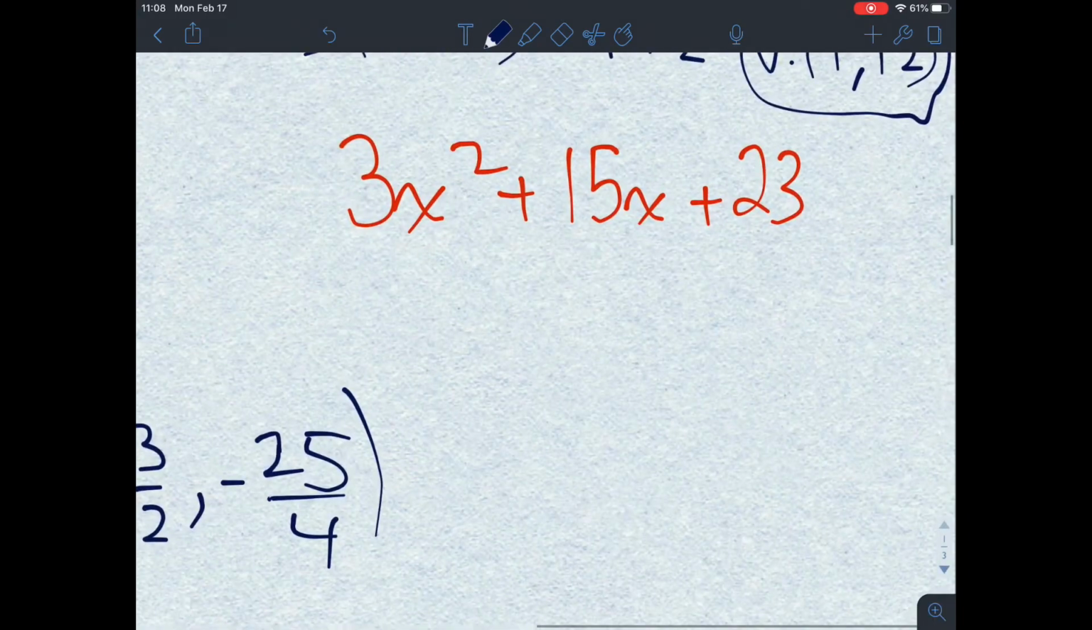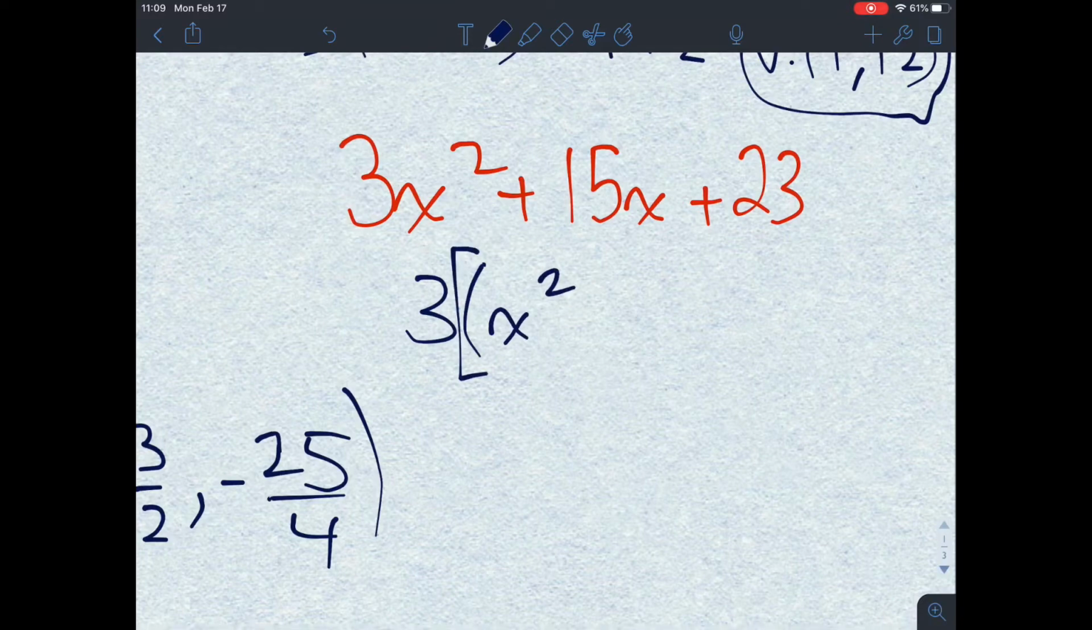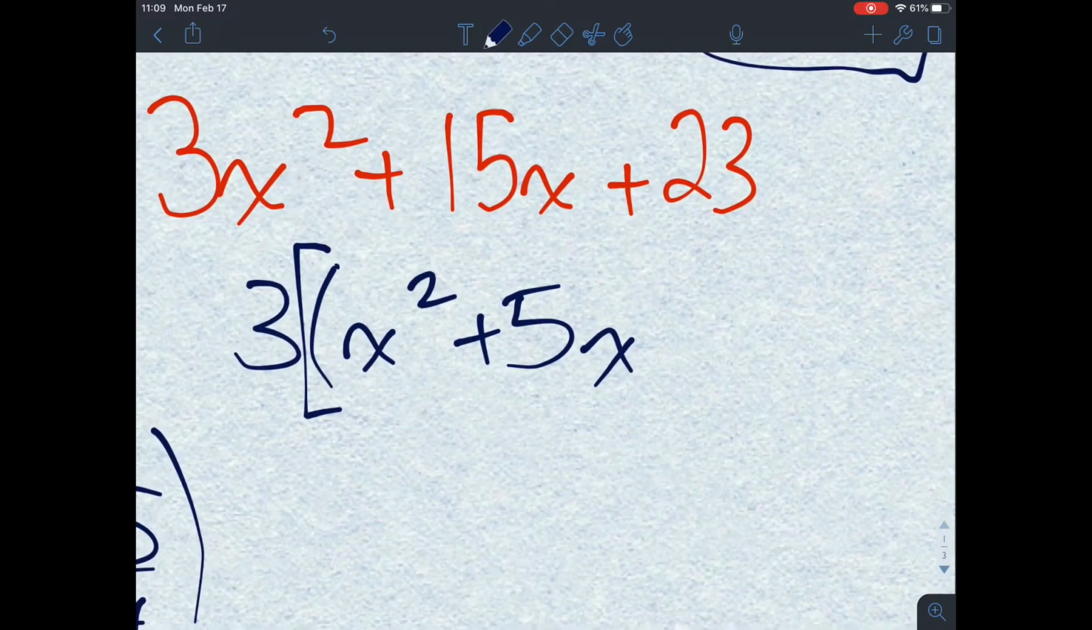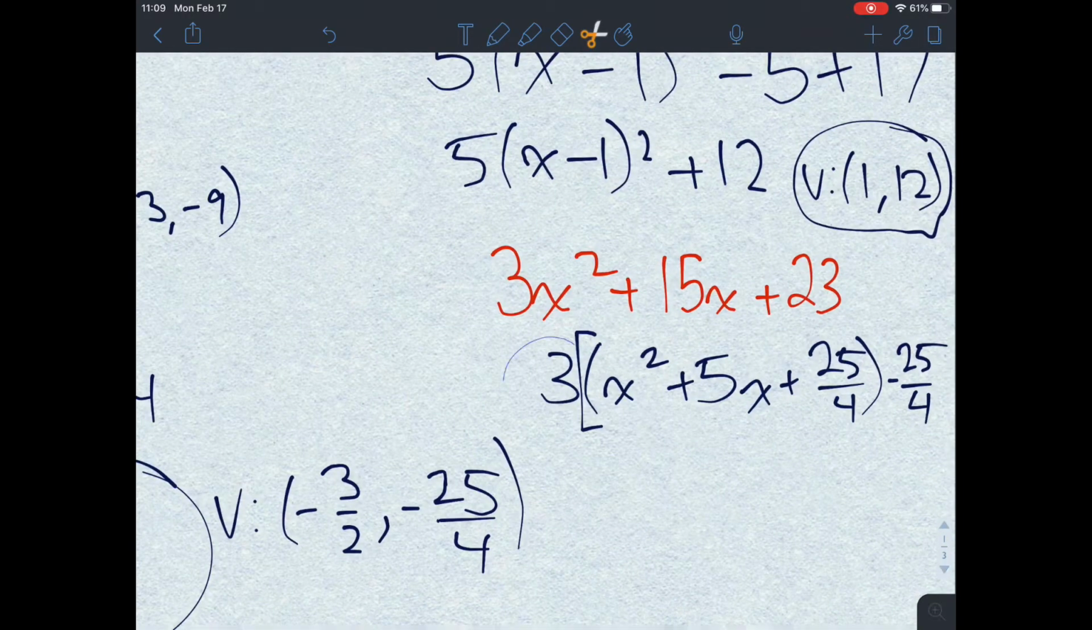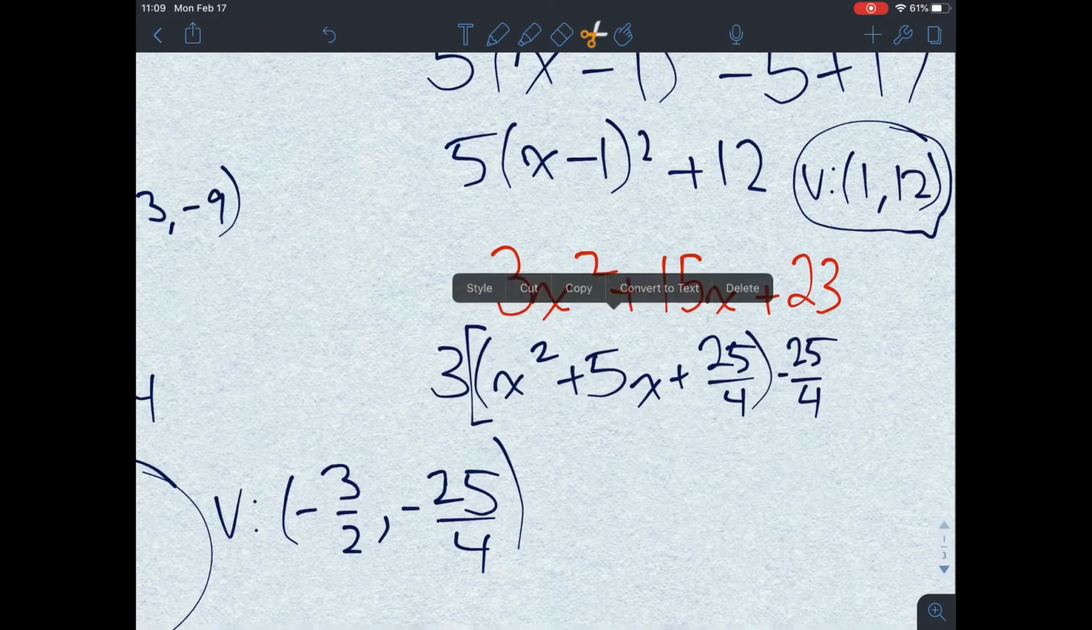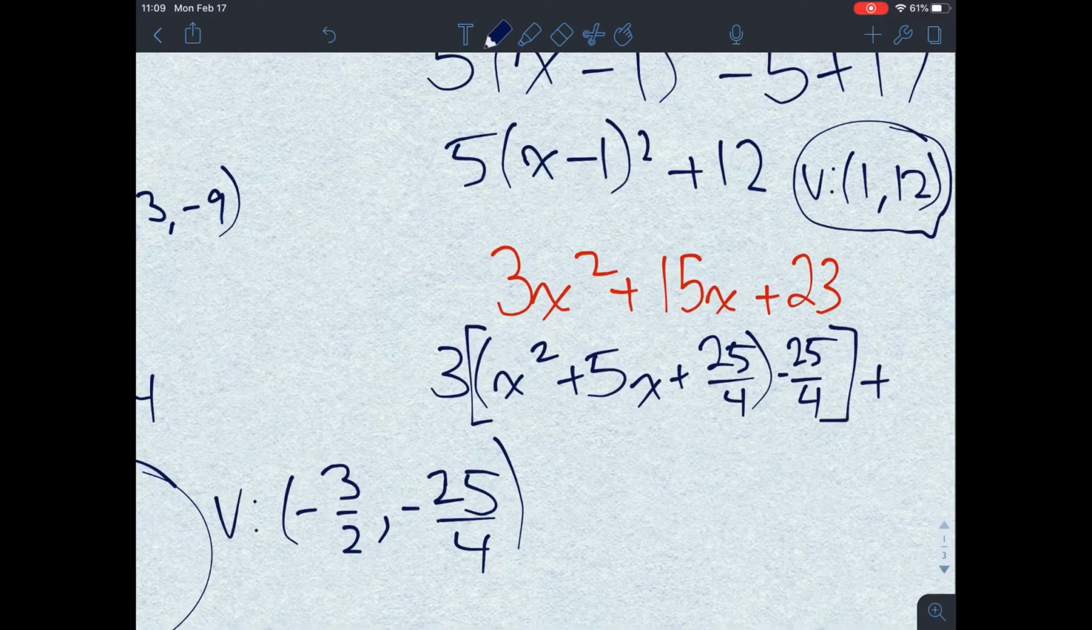And we have a couple more problems left. We take out the 3 first, because we don't really want that 3 there. So 3 times x squared, I'll put the brackets on, x squared plus 5x. And then now we have to divide by 2, so 5 over 2. And 5 over 2 squared, 25 over 4. So plus 25 over 4. And then we do minus 25 over 4. And we'll first move this over a little bit. And then we'll end the brackets, and we'll do plus 23.